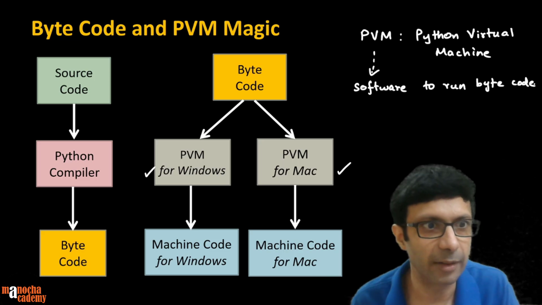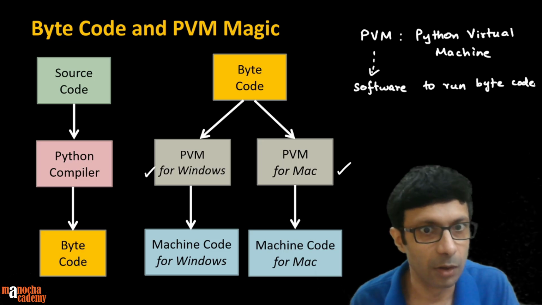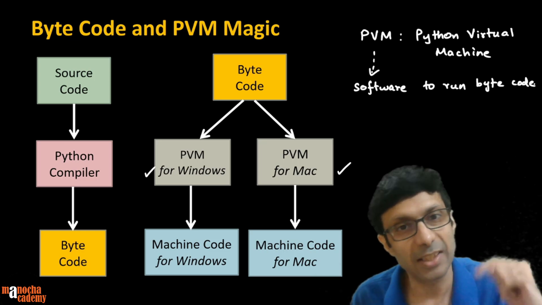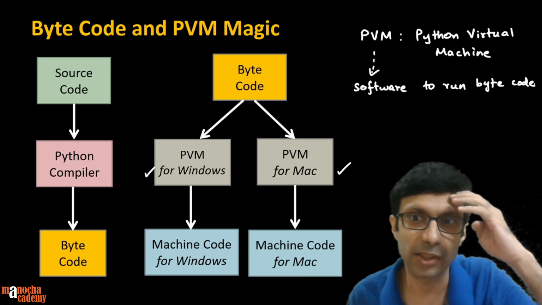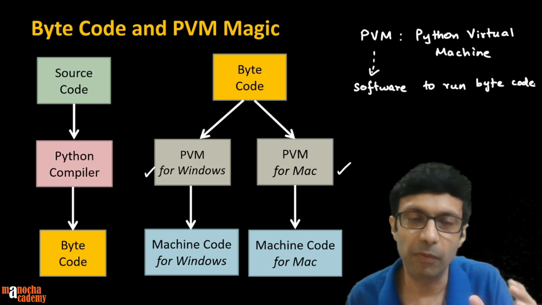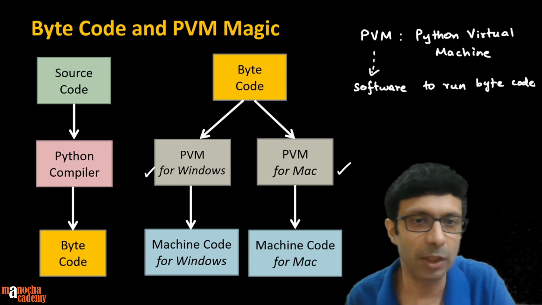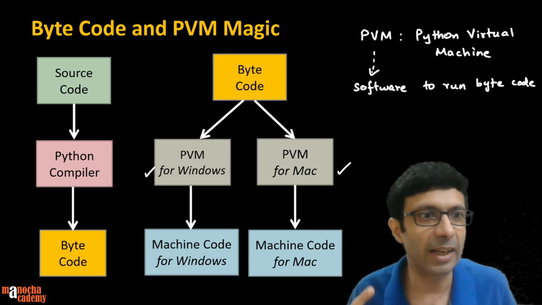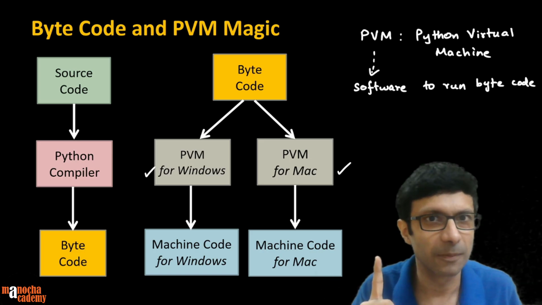Okay, you guys are getting that? Right? So exactly, each type of machine like Windows, Mac, they have their own PVM, right? So PVMs, Python virtual machines, have to be designed for different types of system. But the best part is now your code needs to be compiled only once, right?